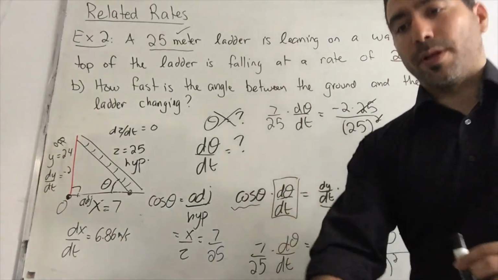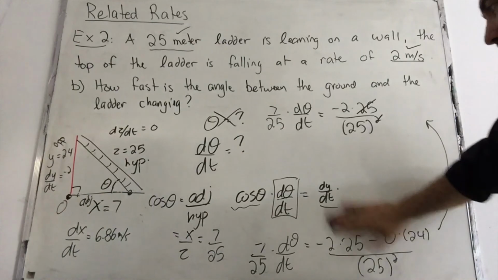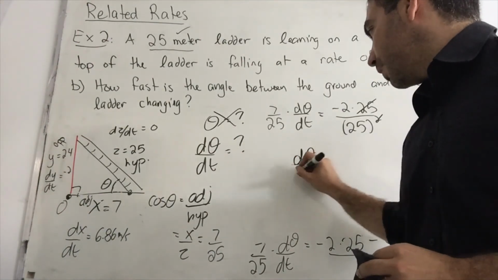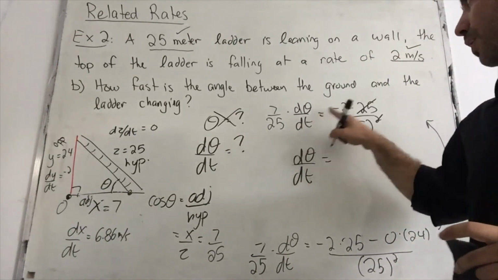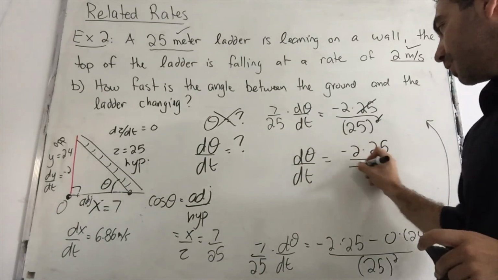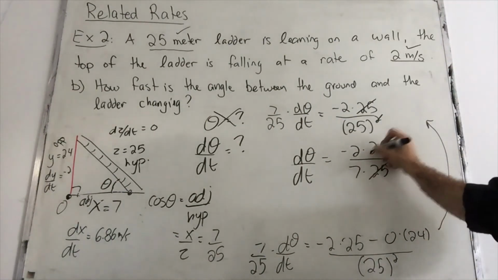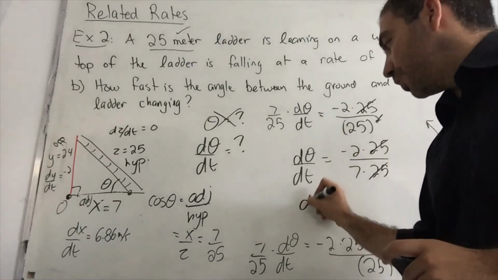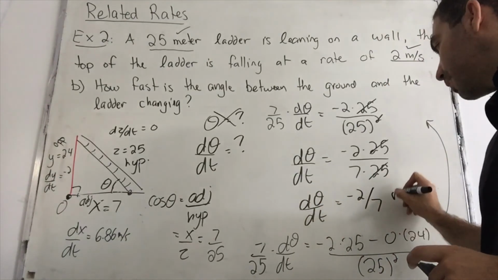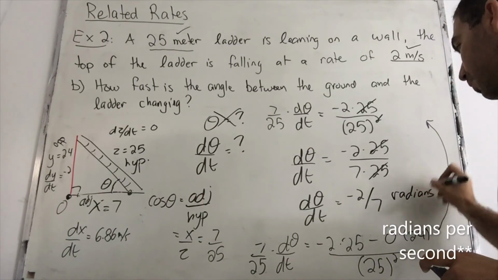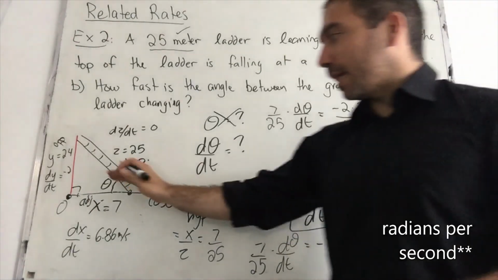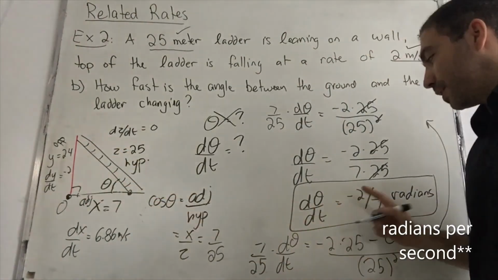We're essentially cross multiplying, giving us d theta/dt equals 25 times negative 2 over, and the 7 is going to drop down here, 7 times 25. The 25s cancel, we're left with negative 2 over 7. So the change in the angle is negative 2 over 7 radians. As we would expect, the change in the angle is getting smaller. So the fact that it's negative is reassuring.